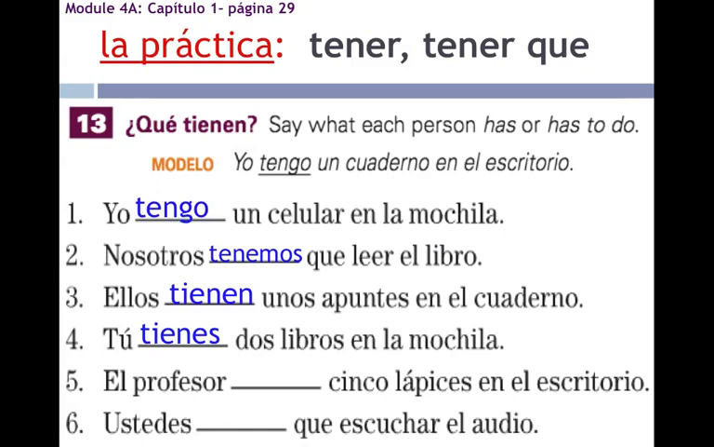5. El profesor, 5 lápices en el escritorio. El profesor tiene 5 lápices en el escritorio. En inglés, the professor has 5 pencils in the desk. Finalmente, número 6. Ustedes que escuchar el audio. Ustedes tienen que escuchar el audio. You all have to listen to the audio.